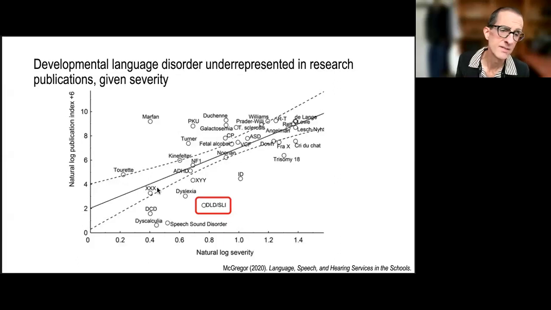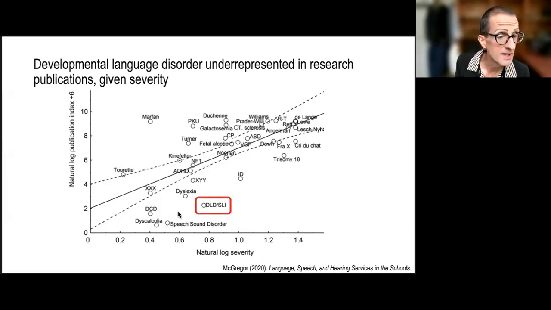What this graph shows is that as disorders get more and more severe, there tends to be more research attention. There tend to be more publications on that disorder. So there's this correlation, and you see the confidence interval here. I've highlighted DLD and SLI, and you can see that it's outside of the confidence interval. So what does that mean? It means, given its severity, it doesn't receive much research attention. So clearly we need to do a lot more work in this area.